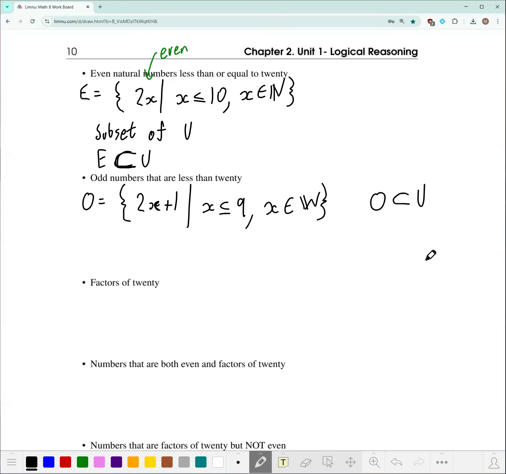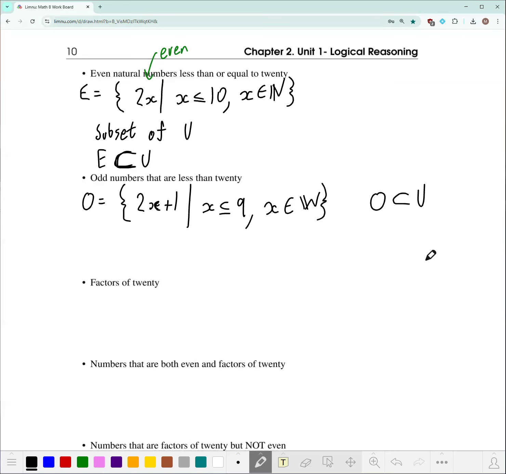There's another thing that's interesting here. If I take set E and set O and compare the two of them, I find that none of the elements are shared between them. And there's another thing as well. If I take set O and set E and take all of the numbers in both sets, all the elements, those two sets form the universal set, or set U.